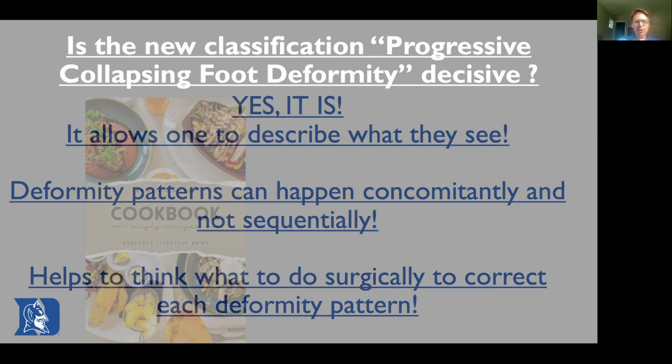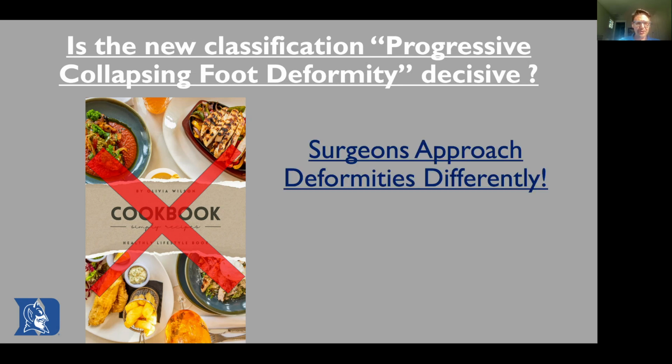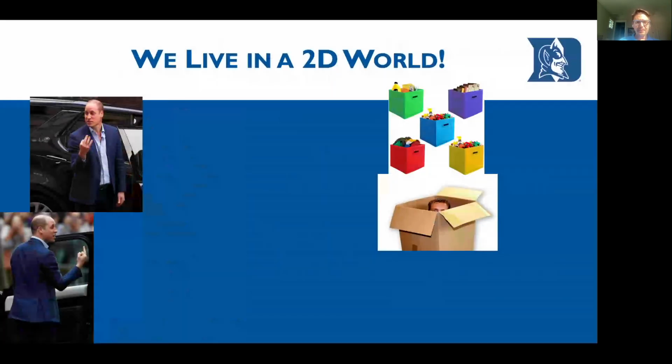But if you want a cookbook, that's not going to be it. It's almost impossible to have a cookbook or a classification that will give you exactly what you have to do for each patient. Why? Basically, because surgeons approach the deformities completely differently, and it's just too complex a deformity for a cookbook to work well. So it gives you an idea, but it's not going to give you the exact treatment that you want to have. So that will never exist, no matter how much research we do on this.